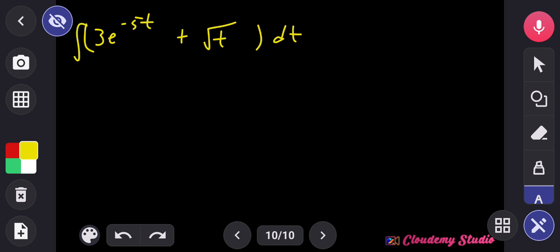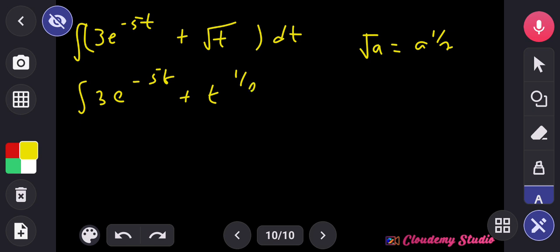Let us say, for an example, we have under standard integral something like 3 exponential minus 5t plus root t, dt, with respect to time. We're asked to integrate this. What are we going to do? We can write our question as 3 exponential minus 5t. Remember, according to law of indices, root a equals a raised to power 1 over 2, which means this one is going to be t raised to power 1 over 2, right? dt.